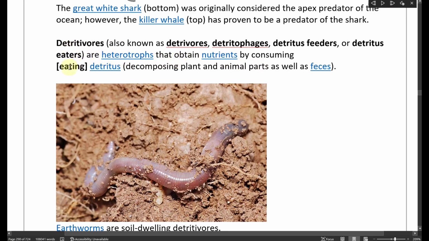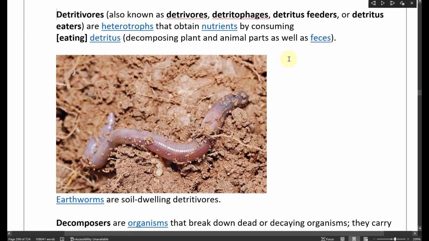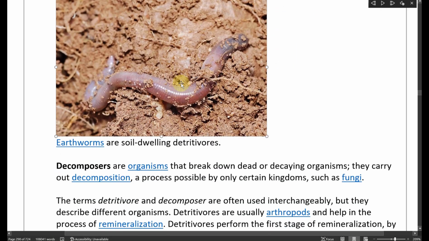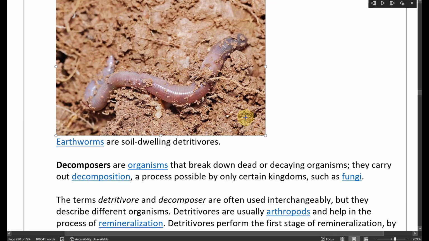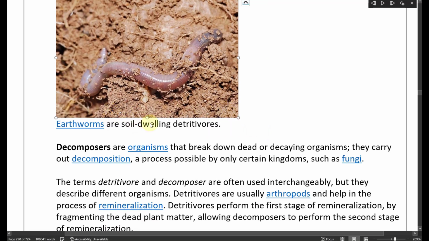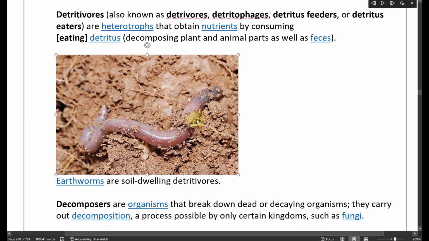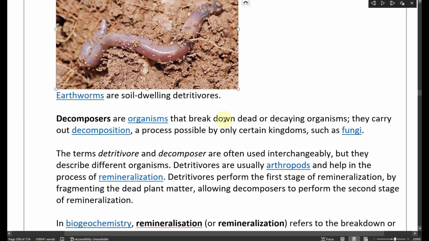nutrients by consuming detritus, which is decomposing plant and animal parts as well as feces. Here is one such detritivore. Earthworms are soil-dwelling detritivores. Very interesting. And decomposers are organisms that break down dead or decaying organisms.